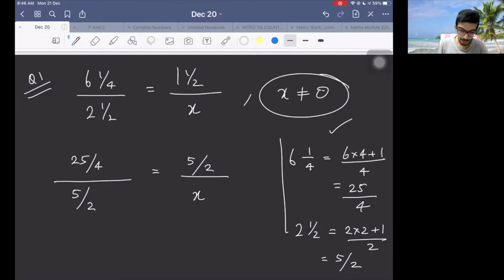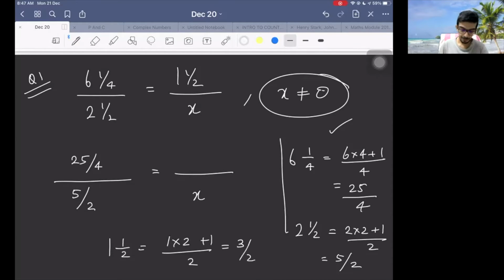Oh, sorry. I made a mistake. Because it's 5 by 2 here. It's not 5 by 2 here. It's 1 and a half, right? 1 and a half is (1 into 2 plus 1) by 2, which is 3 divided by 2. I'm sorry, I made a mistake. Please rectify it.